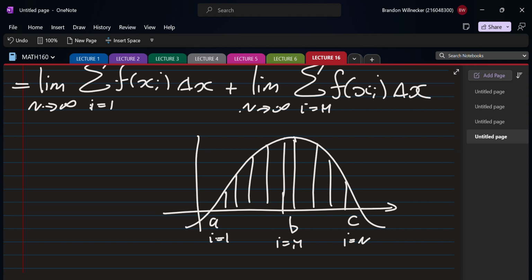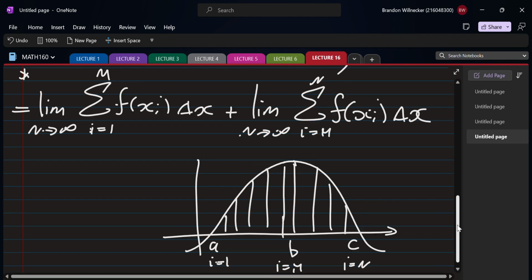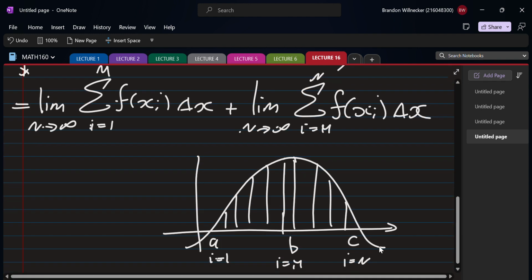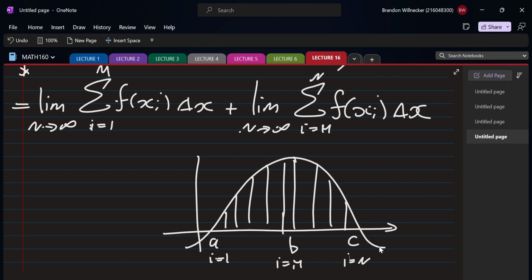So we go from 1 to m. M lies between the two, and then the second one starts from m and ends at n. So that bit's fine. So what can we do with this first one to make it look more like what we want? Any ideas?